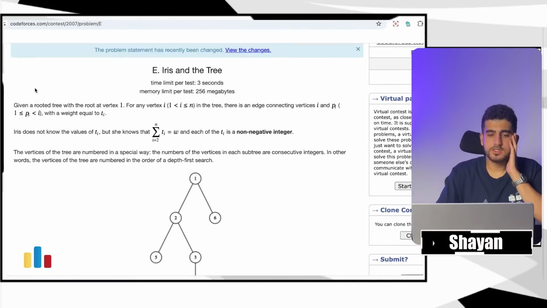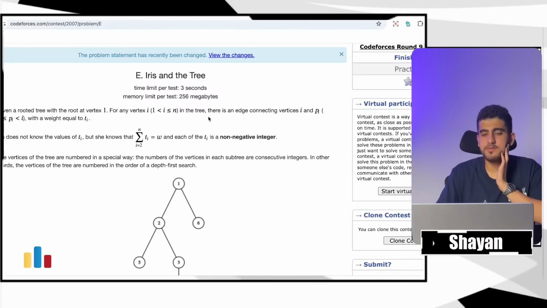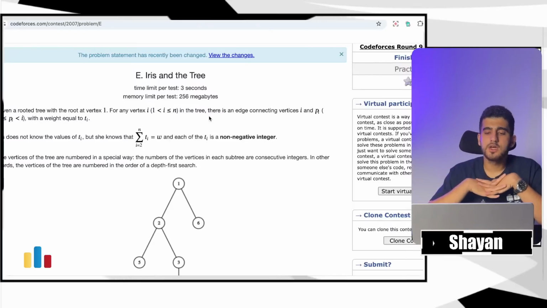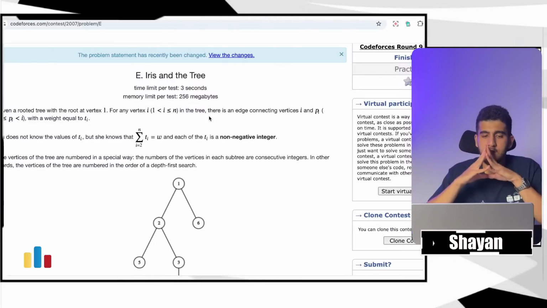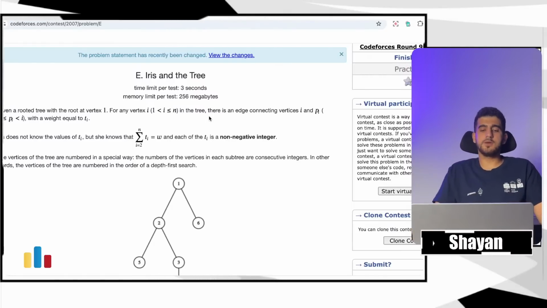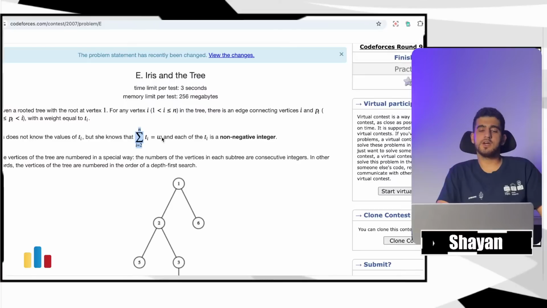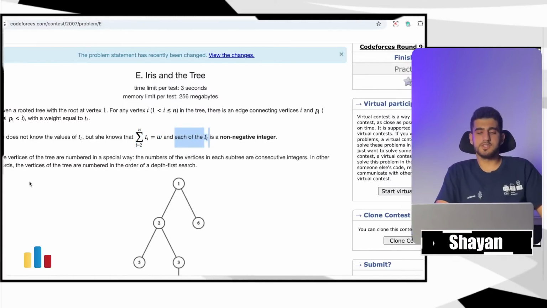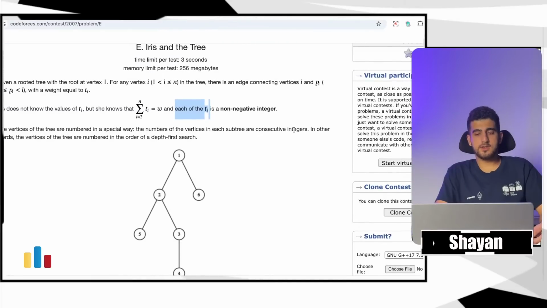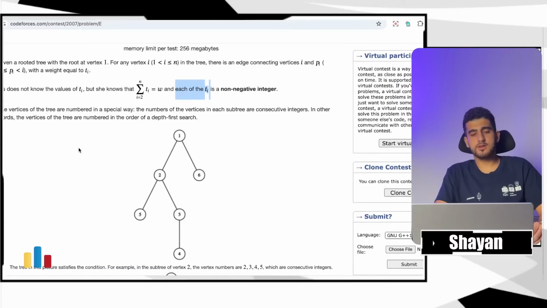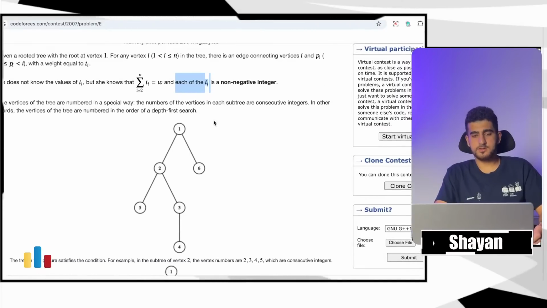It says that given a rooted tree with the root at vertex 1, for any vertex i in the tree, there is an edge connecting vertices i and Pi with a weight equal to Ti. Iris does not know the values of Ti, but she knows that the sum of the values of Ti is equal to W, and each of the Ti values is a non-negative integer. The vertices of the tree are numbered in a special way. The numbers of vertices in each subtree are consecutive integers. In other words, the vertices of the tree are numbered in order of a depth first search.